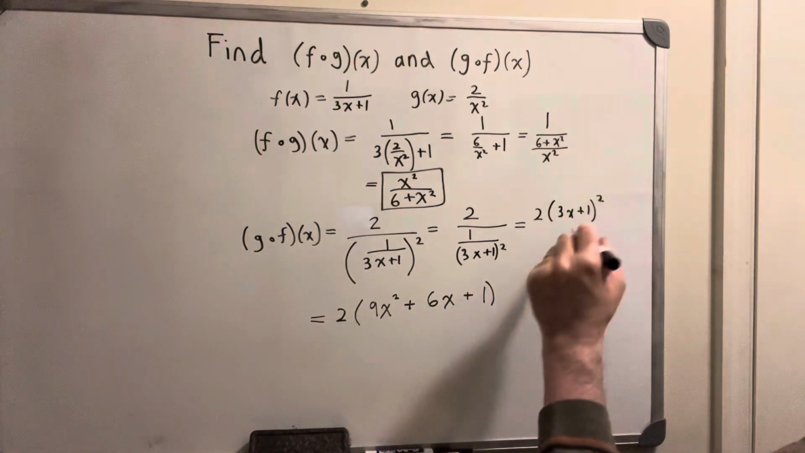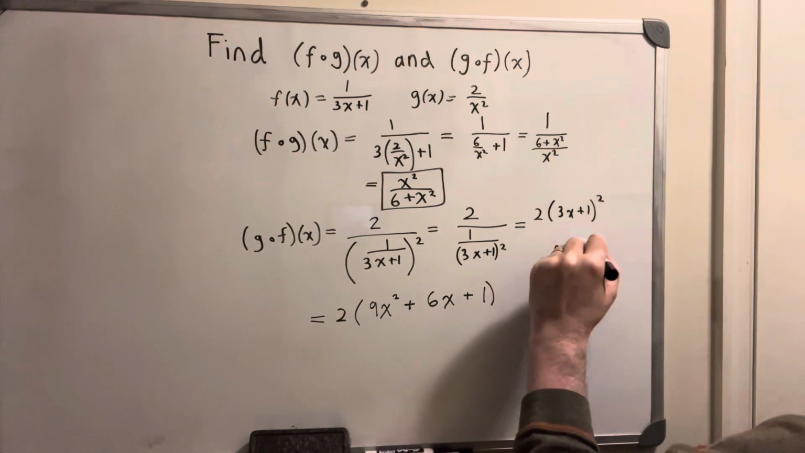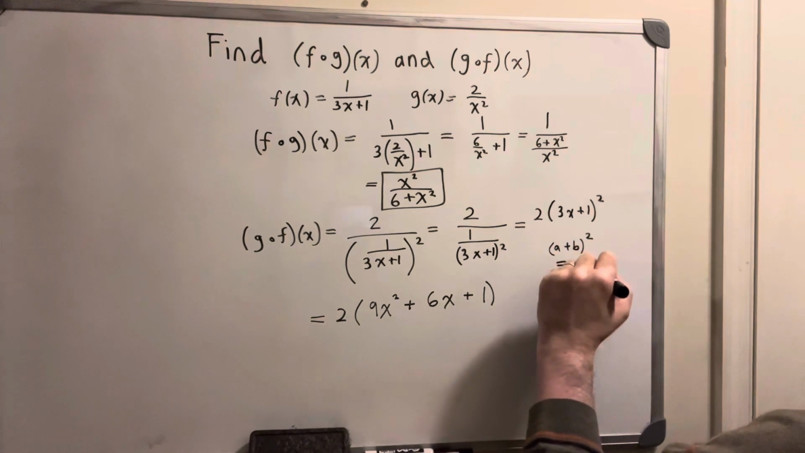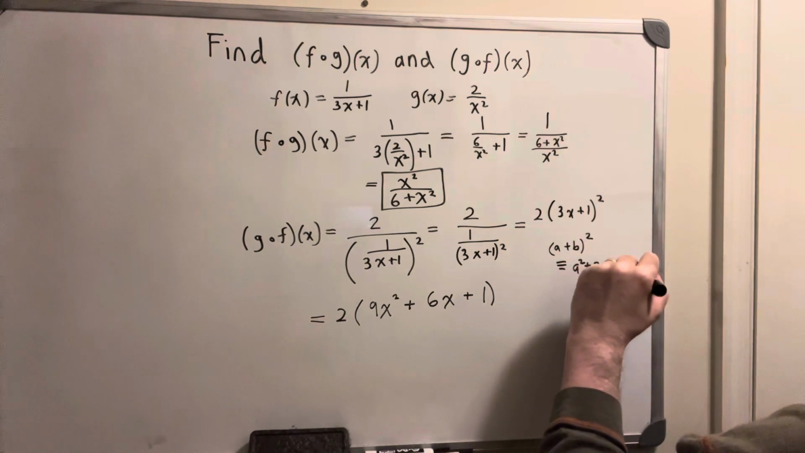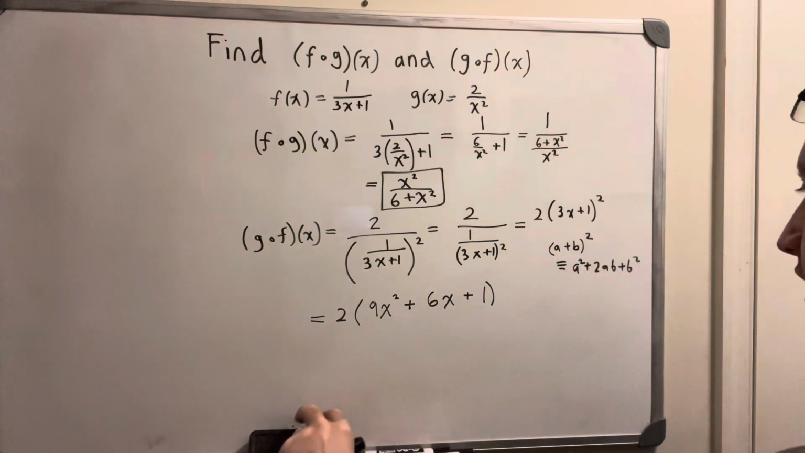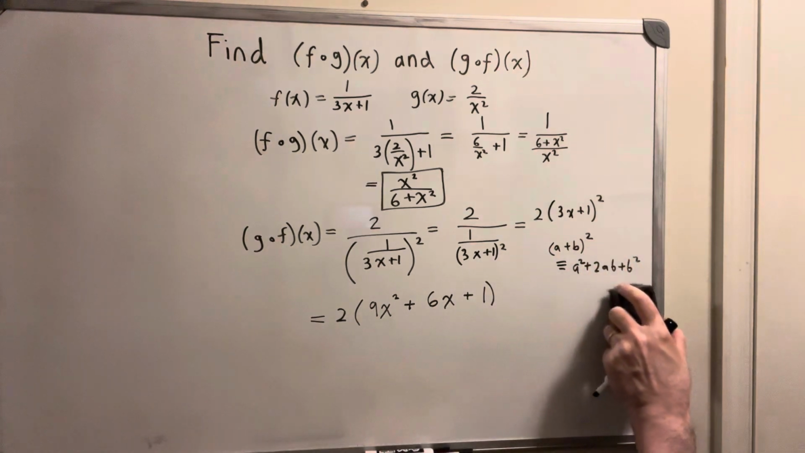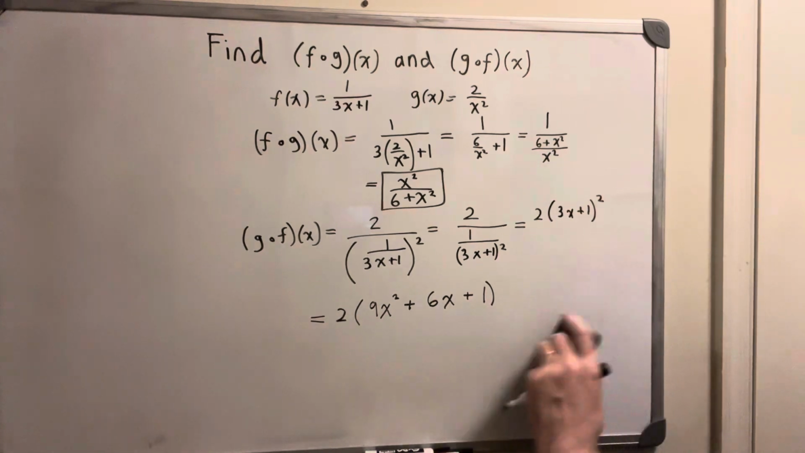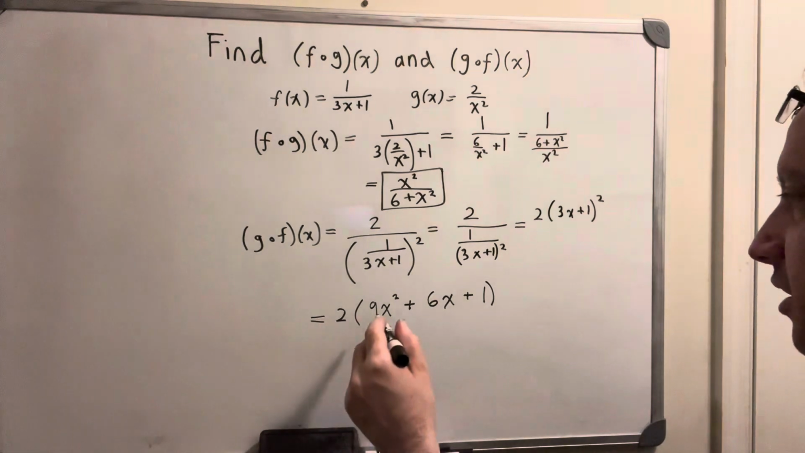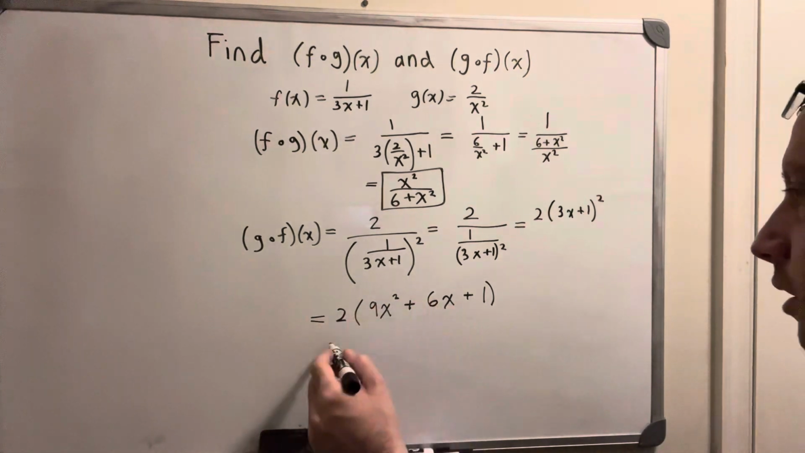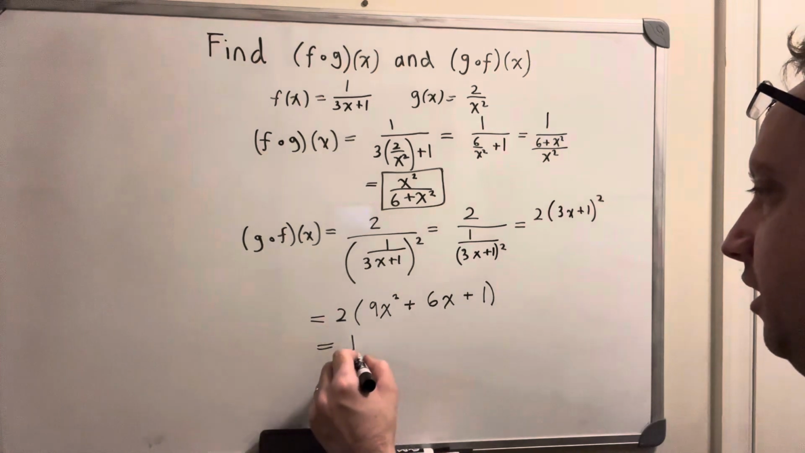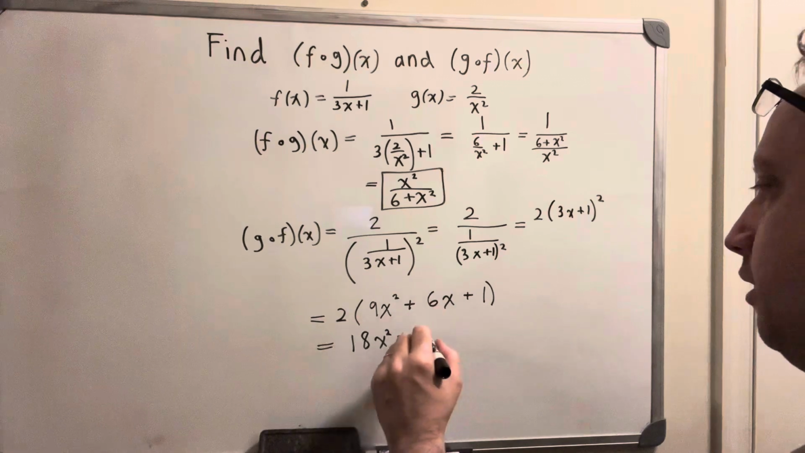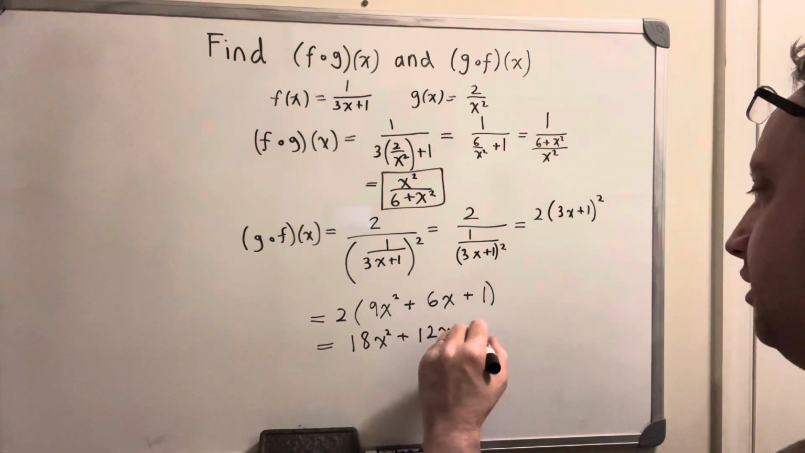You see what I just did, right? You know that a plus b squared is equivalent to a squared plus 2ab plus b squared. It's just a particular instance of the binomial theorem that I've used so often that I have it memorized. Now it's easy to distribute the 2 in. So this is equal to 18x squared plus 12x plus 2.